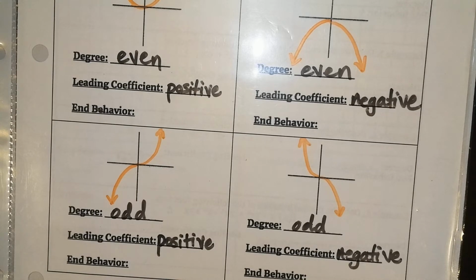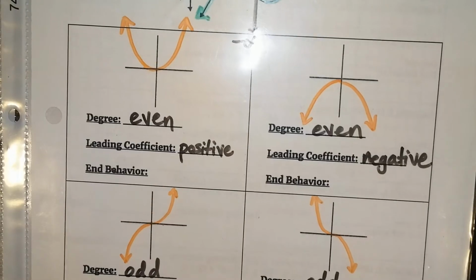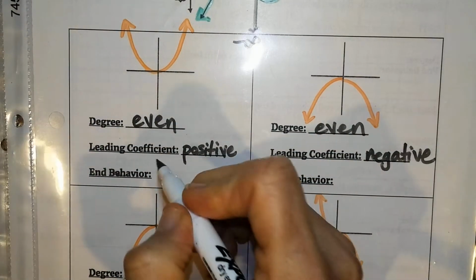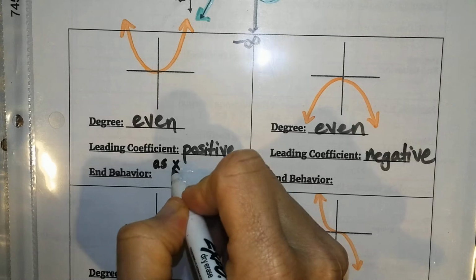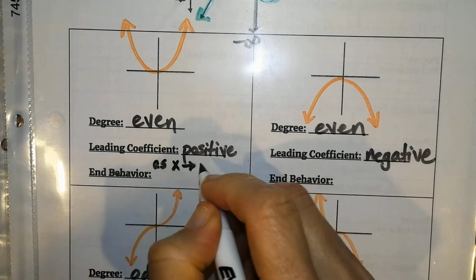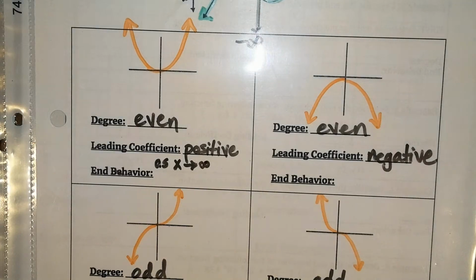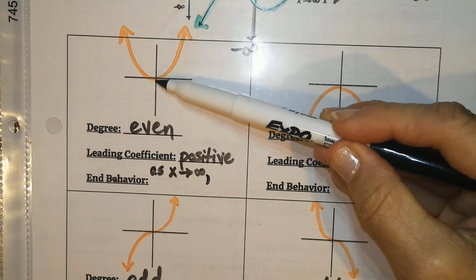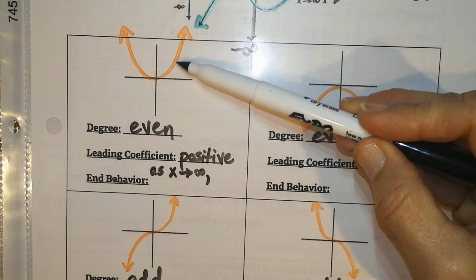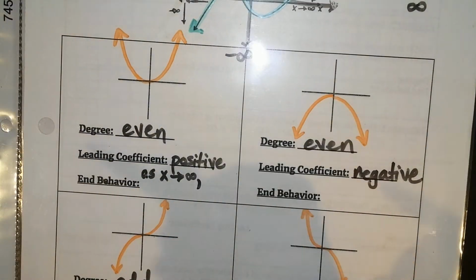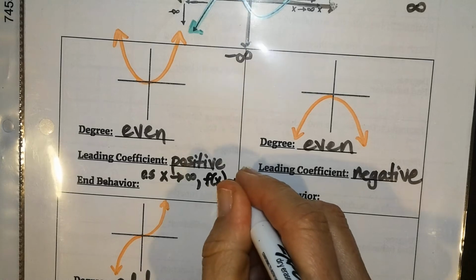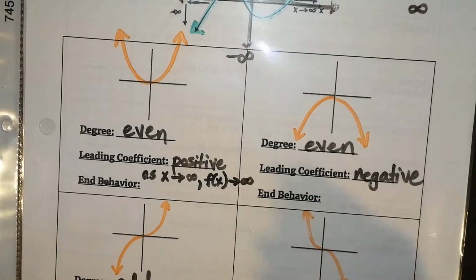Now we're going to write specifically some new notation. And so for each one of these, you're going to write, as x approaches infinity, you look at this, as x is going to the right, where is the y going? It's going up. So you're going to say f of x, or the y, goes to infinity.